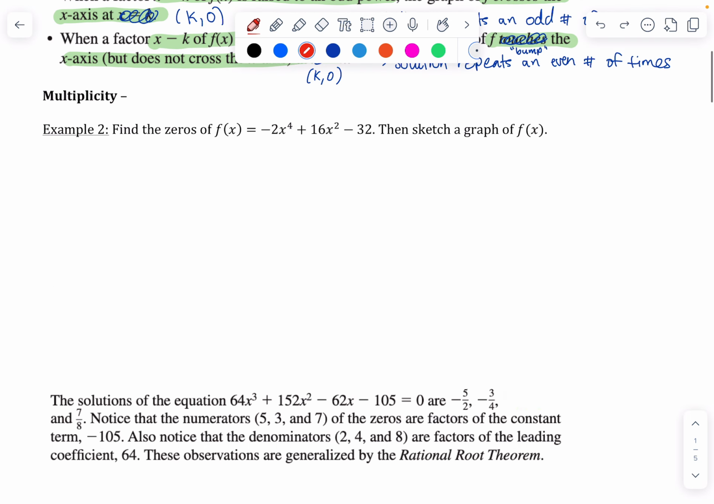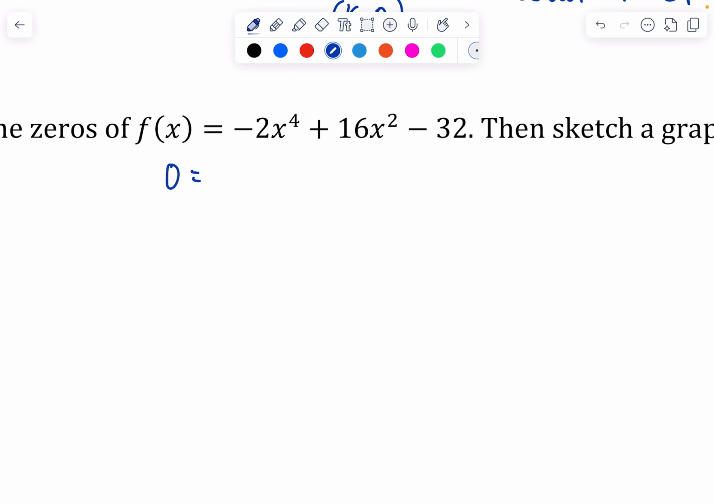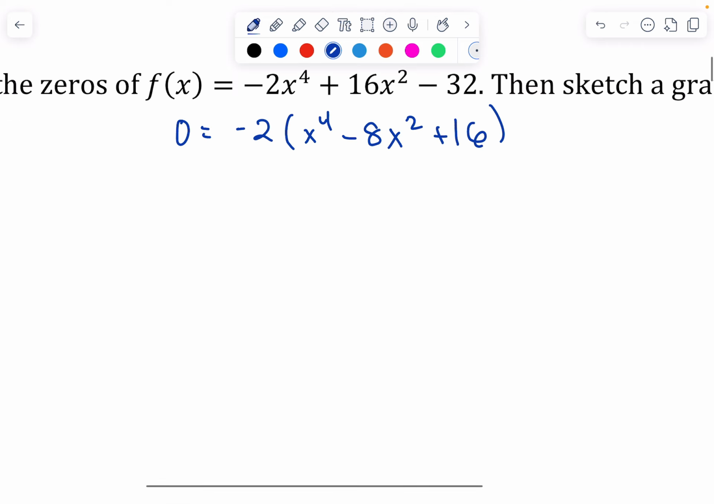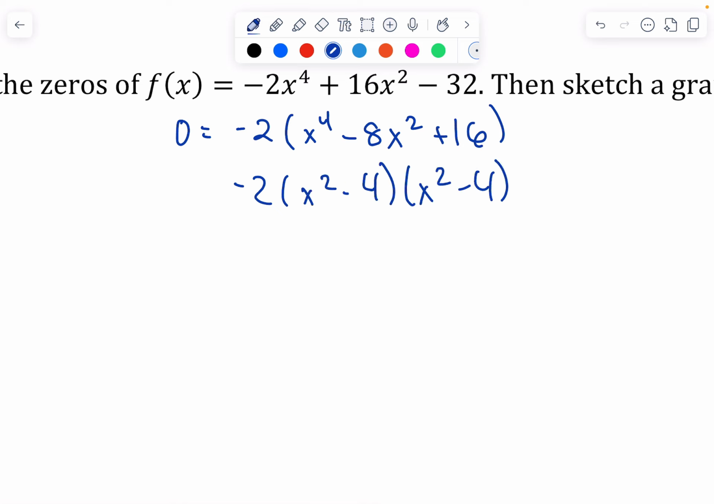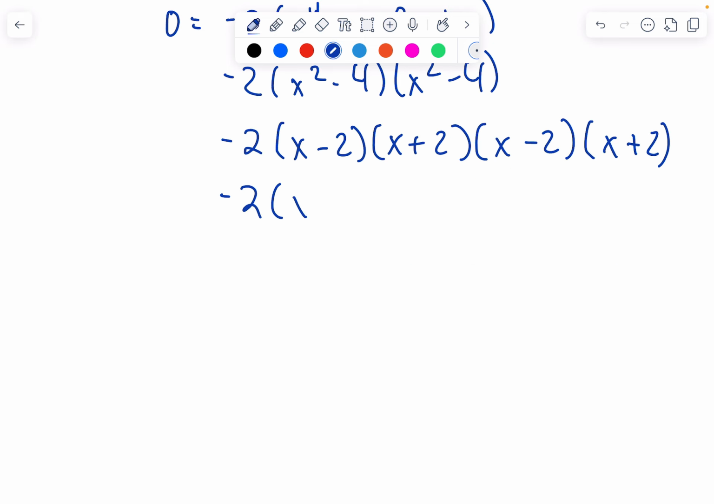Let's look at another example. So here I want to find the zeros of the function and then sketch the graph. We did this one in class also, so I'm just going to go through it quickly. We take out a GCF of -2, left with x to the 4th minus 8x squared plus 16. I can factor the part in the parentheses more to x squared minus 4 times x squared minus 4, which could be factored even more to x minus 2 times x plus 2 times x minus 2 times x plus 2, which I could write in simplified or condensed form like so.